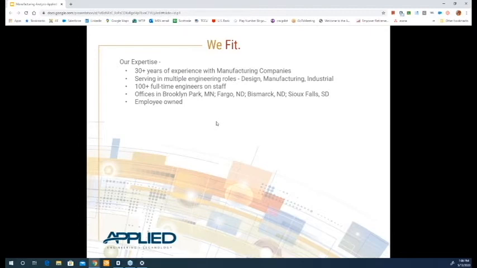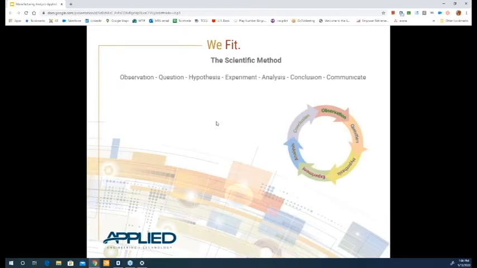So here we go with the presentation. Most people are very familiar with the scientific method. A lot of things that are done today as far as lean, Six Sigma, all these different processes, quality programs, a lot of it has the backing, or it started with the scientific method.